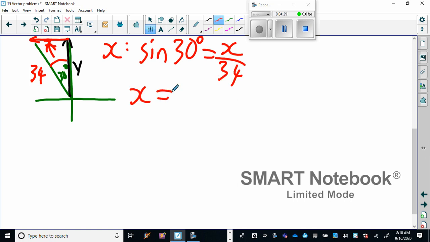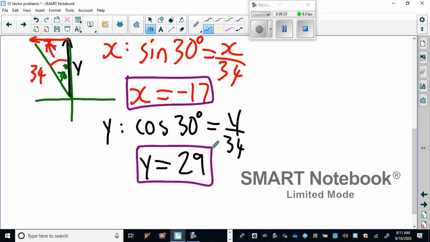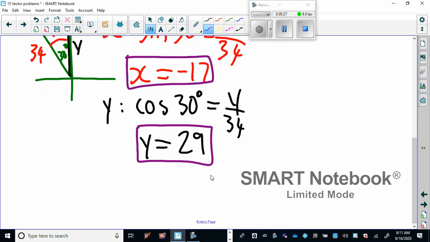And that gives you X equals 17. Now, because it's going in a westerly direction, I'm going to stick a negative in there. We're going to say the west and south are negative and north and east are positive. All right, let's go to the Y component. The Y component is going to be the cosine of 30 degrees equals Y over 34. And it's positive because it's going up, and that gives you 29 kilometers. So that's vector number one in two components. I'm just going to put a box around those so they're easy for me to see. Now I'm going to do vector number two with components.